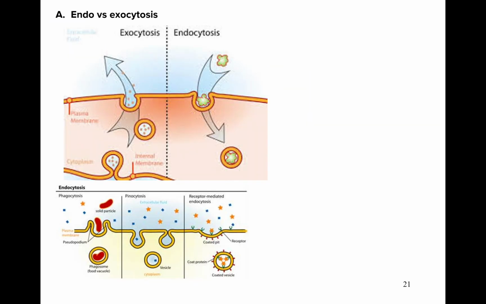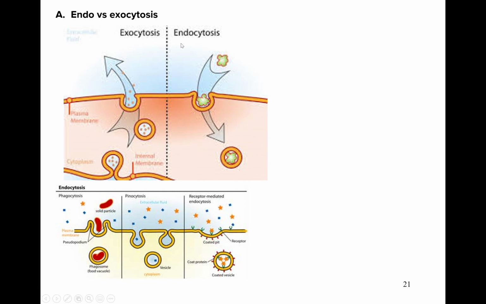And here is endo and exocytosis. Here's the plasma membrane. So exocytosis, you have these molecules on the inside of the cell in the vesicle. It fuses with the membrane, and as it gets to the exterior or the outer part of the membrane, it just opens up, and that releases the contents of it. This is gross, but it's almost like popping a pimple. So you'll never forget that again.